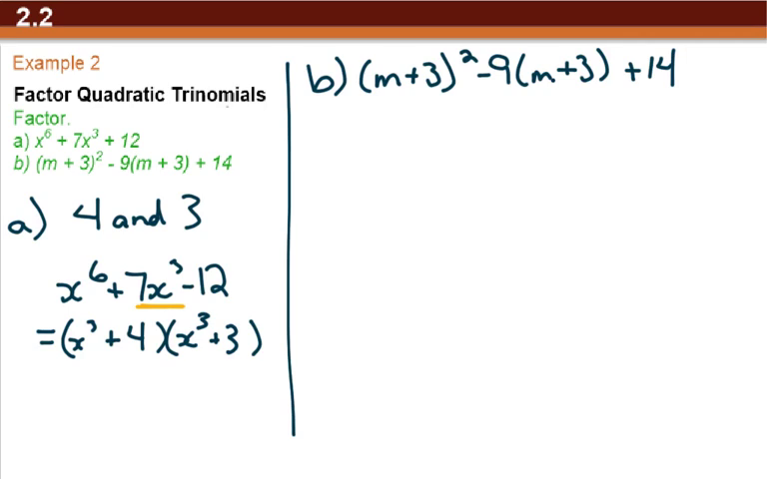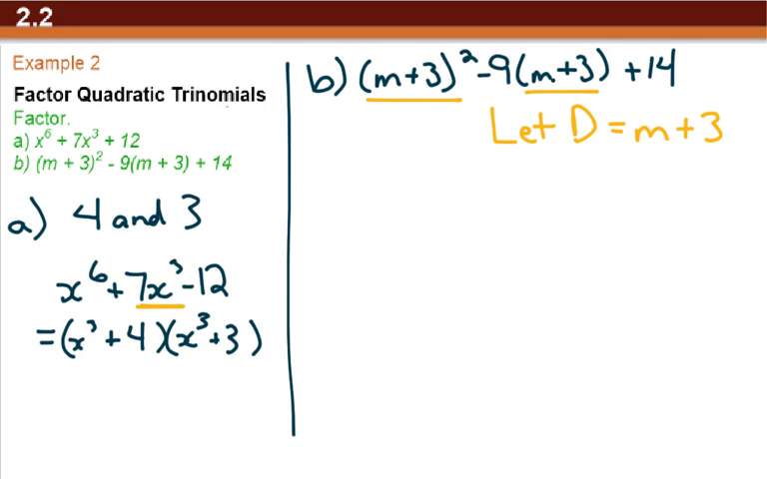So what we're going to do is this m plus 3 squared and this m plus 3, we're going to actually replace them with something else. I like to use d because technically what we're doing is called inserting a dummy variable. So this d is actually going to be m plus 3.